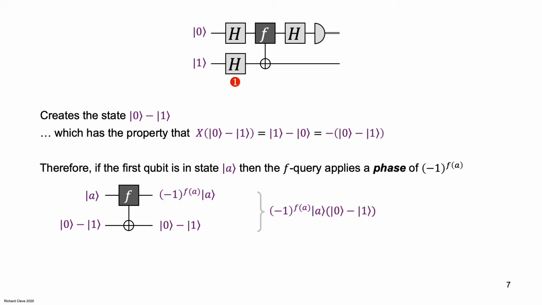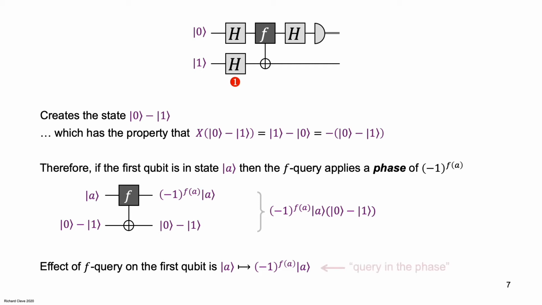But this is a useful way of looking at what the query does when the second qubit is in state |−⟩. That is, the first qubit picks up a phase of (-1)^f(a), and the second qubit doesn't change. We sometimes call this querying in the phase. At this point, you might wonder why we should care about this, since this is a global phase, and we know that global phases don't matter.